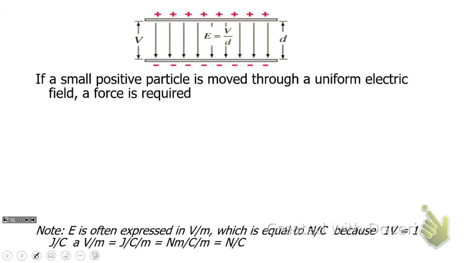Note that E, the electric field strength, is often expressed in volts per meter. And again, don't get tripped up with our units, because a volt per meter is equal to a Newton per Coulomb. Okay, I will leave our fundamental units up there for tomorrow. Just know how to use those.